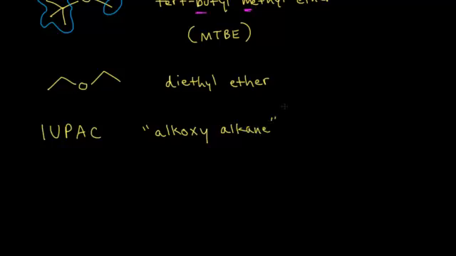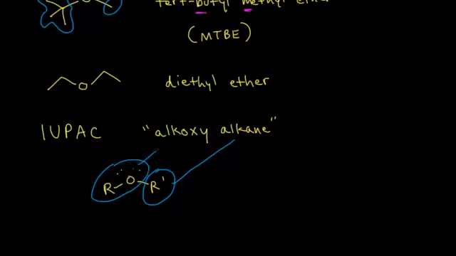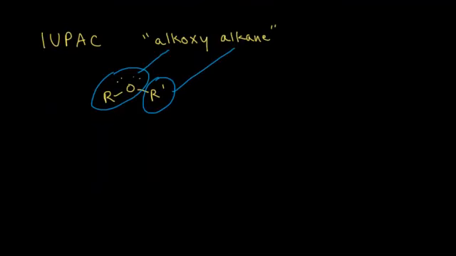All right, so what you would do is, if you had just this generic ether here, R O R prime, you would find the larger alkyl group, and that would be your parent name. So let's say the R prime group was my longer carbon chain. That would be my parent alkane name, like that. And then you would name this portion of the molecule as an alkoxy substituent on your alkane. So let's look at an example of IUPAC nomenclature.